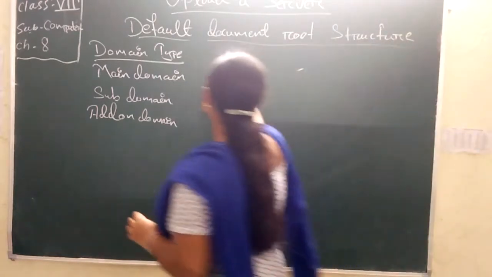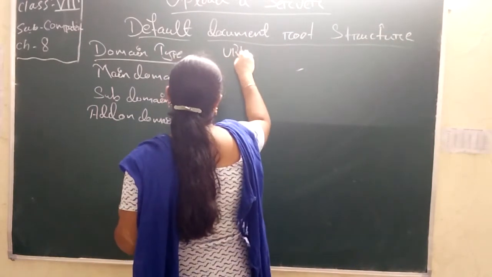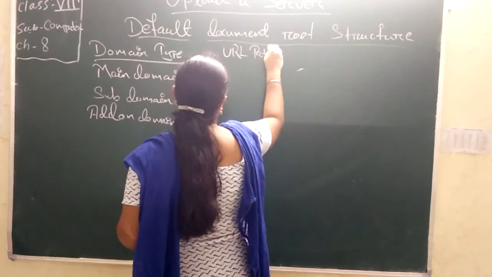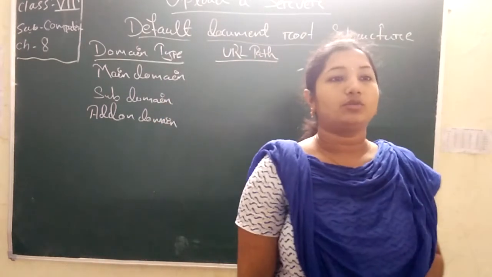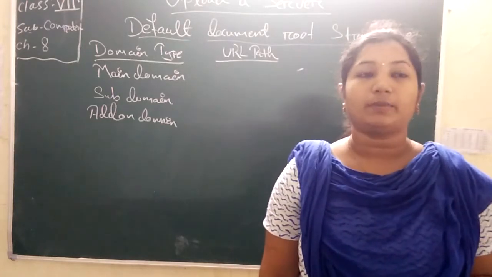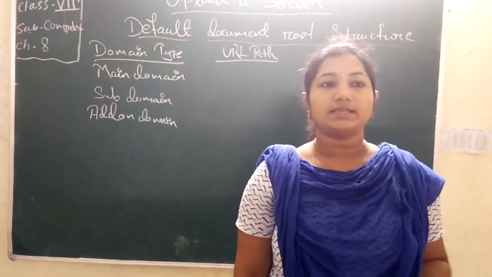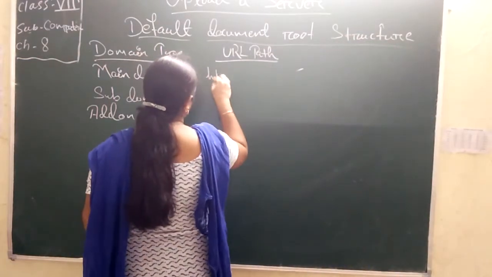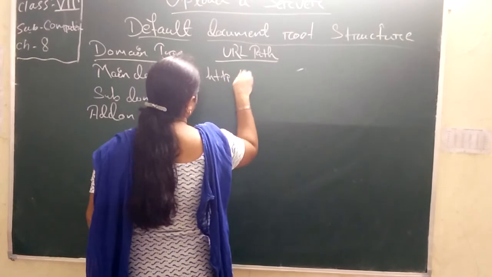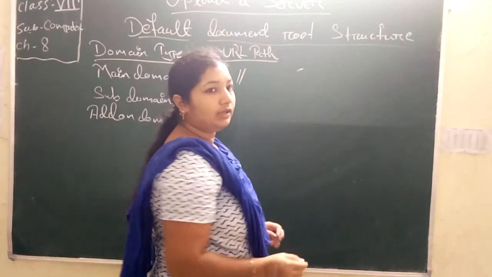Next we write about our URL path. So for the main domain, what is the URL path? For the main domain, the URL path is http://example.com.